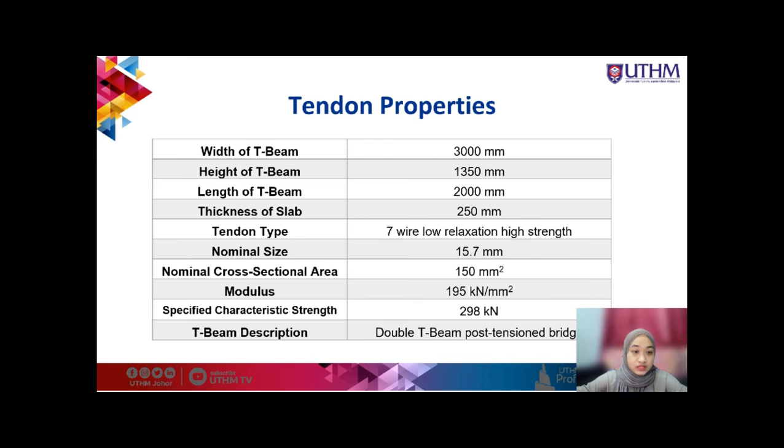These are the tendon properties. The width of the T-beam is 3,000 millimeter, the height is 1,350 millimeter and the length is 2,000 millimeter. The tendon type used is 7-wire low relaxation high range and the nominal size is 15.7 millimeter. The Young's modulus is 195 kilonewton per millimeter square. The T-beam description is a double T-beam post-tension bridge.